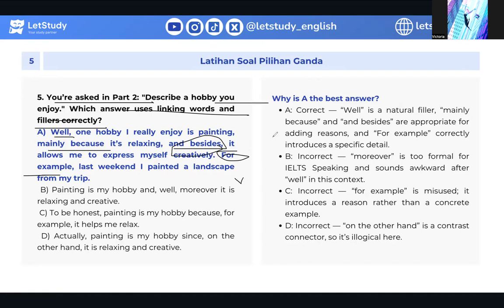Jadi A itu benar. B. Painting is my hobby. And while, moreover, it is relaxing and creative. "Moreover" is used to add information, padahal ini kan mau introduce, jadi salah. C. To be honest, painting is my hobby because, for example, it helps me relax. Again, "for example" is used to tambahkan contoh, padahal ini kan nggak menambahkan contoh sama sekali, jadi salah. D. Actually, painting is my hobby since, on the other hand, it is relaxing and creative. "On the other hand" digunakan untuk kontras, tapi gak ada kontras, jadi salah.